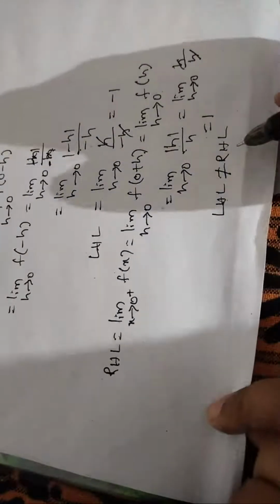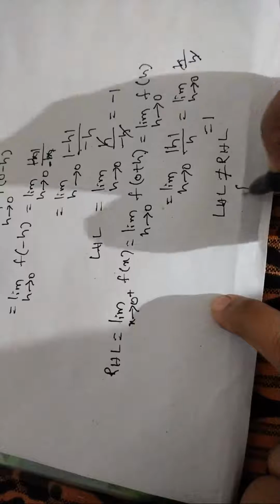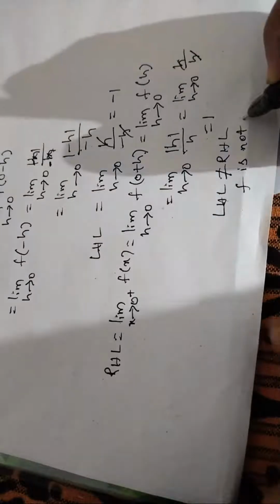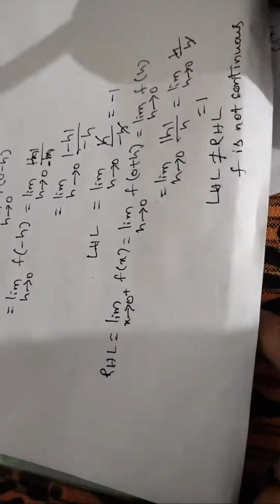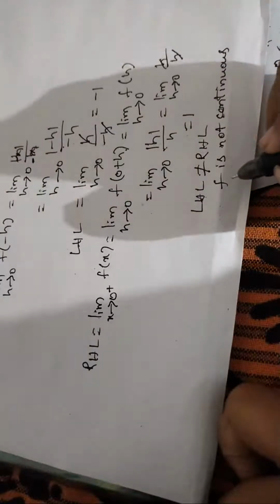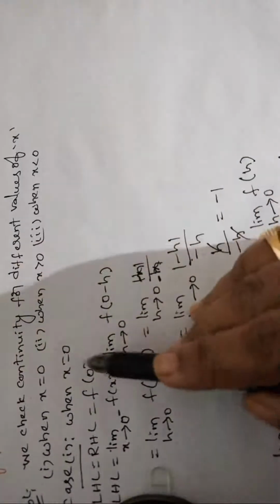When both are not equal, then f is not continuous, means discontinuous. So this x equal to 0 is a discontinuity point. We got 1 point as discontinuity.